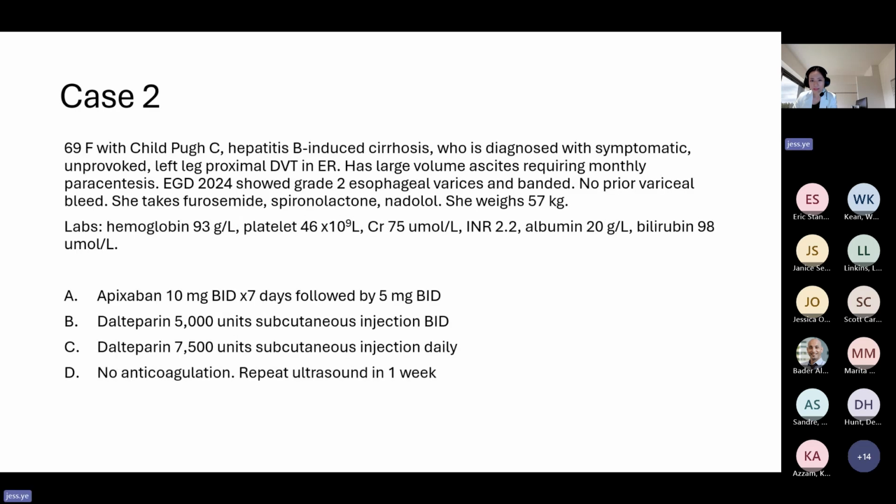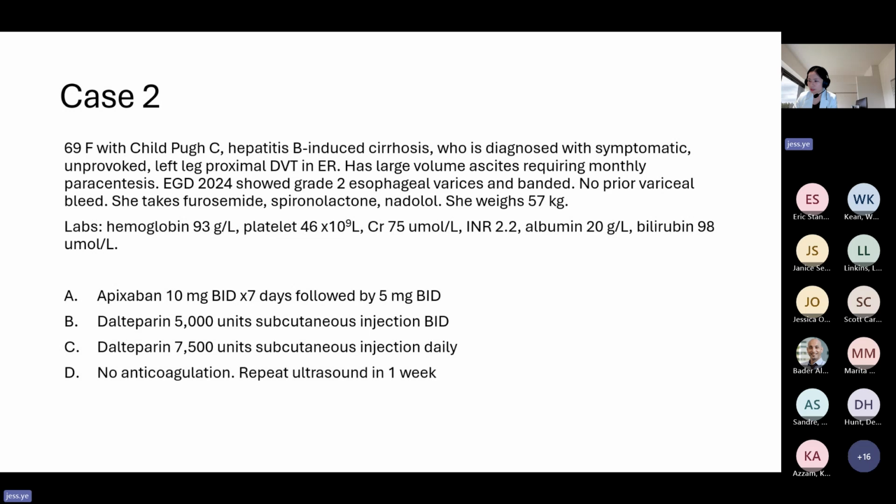Okay. The next case is a 69-year-old woman with Child-Pugh C, viral cirrhosis, diagnosed with symptomatic, unprovoked left leg proximal DVT in the context of emergency room, has large volume ascites requiring regular paracentesis. EGD a year ago showed grade 2 esophageal varices that was banded, no prior variceal bleed. She takes the following medications, including a beta blocker. She weighs 57 kilo. Here is her blood work. She does have quite significant thrombocytopenia with a platelet count of 46, INR is 2.2, albumin is 20, bilirubin is elevated. The patient ended up being admitted to the hospital.